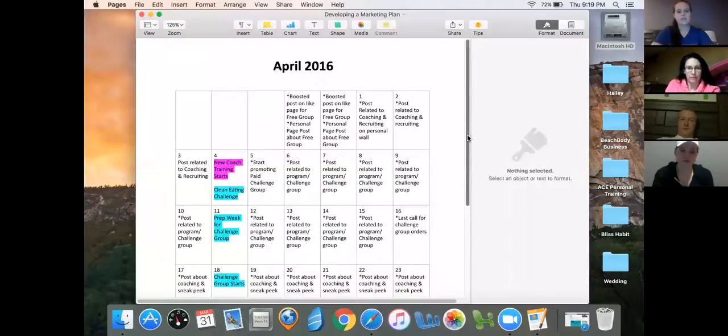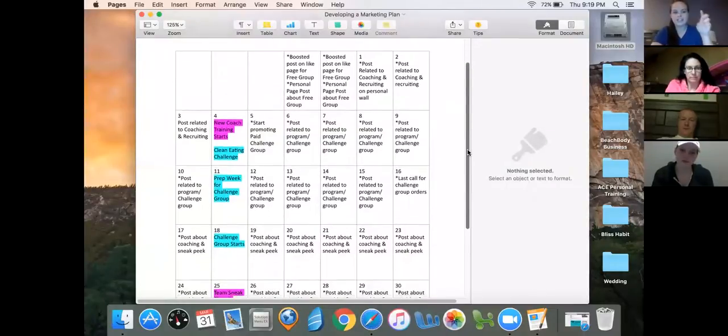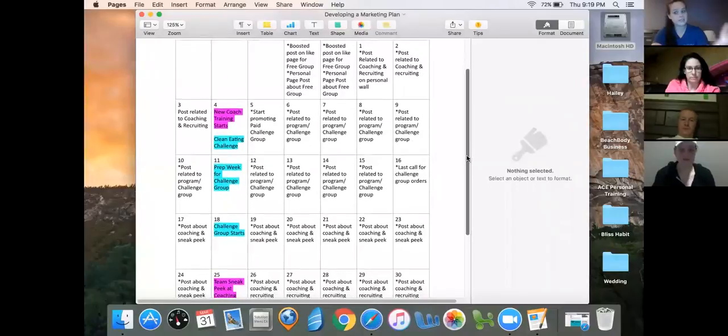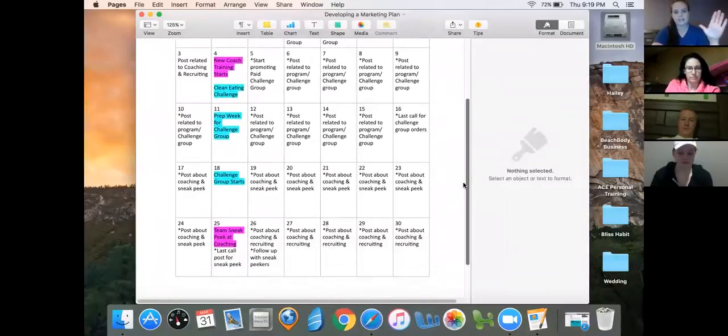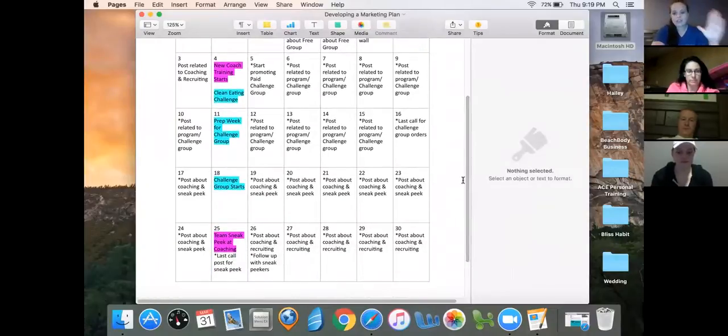Okay, so I have highlighted in pink the things that are team related and that will happen every single month. So the first Monday of every month, we have our new coach apprenticeship training that starts. That is every month that is happening. And the same thing with the last Monday of every month. We are always going to have our team sneak peek about what coaching is. So those I know are guaranteed. So I have those set in my calendar.